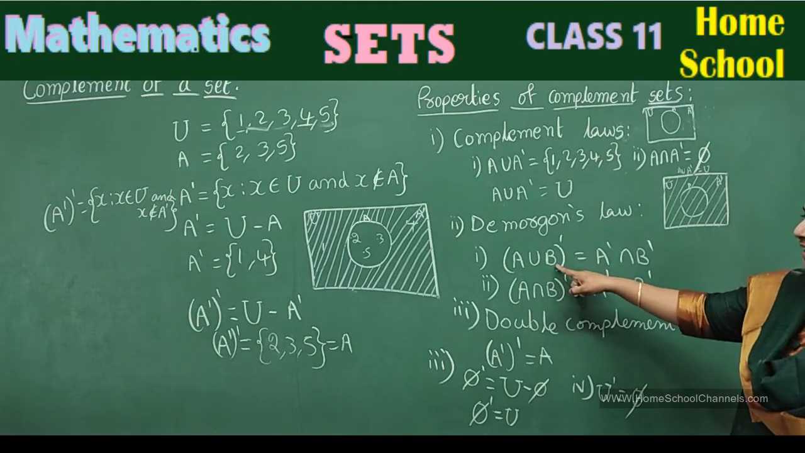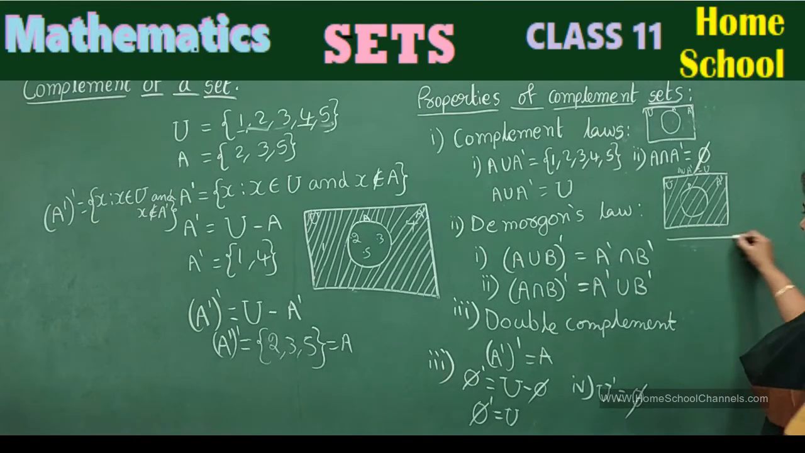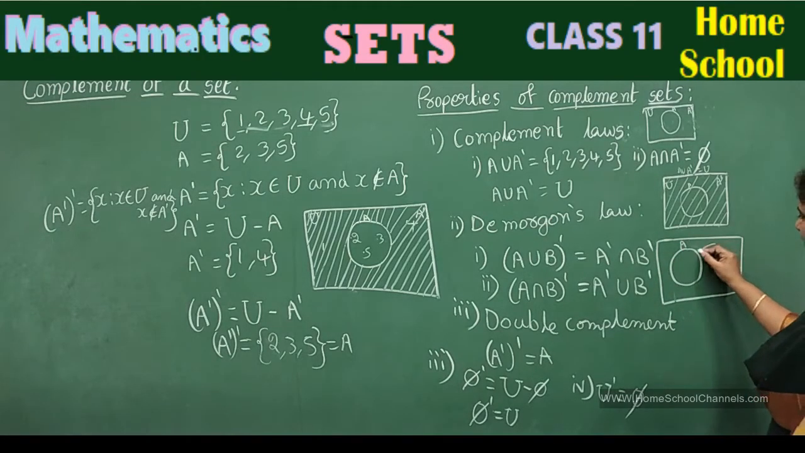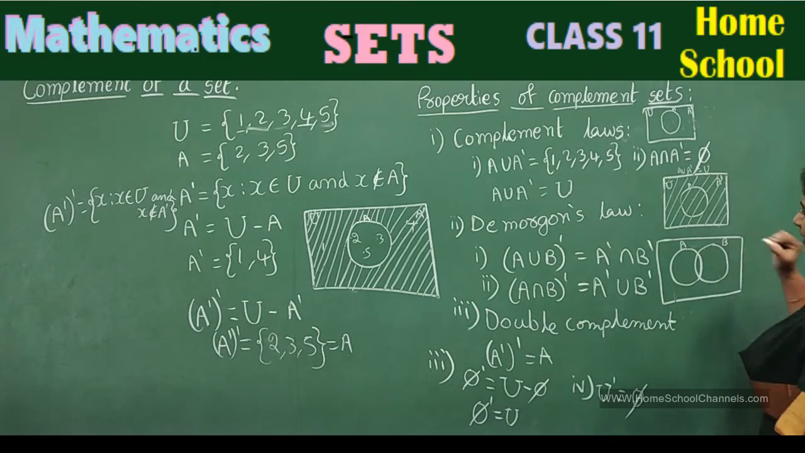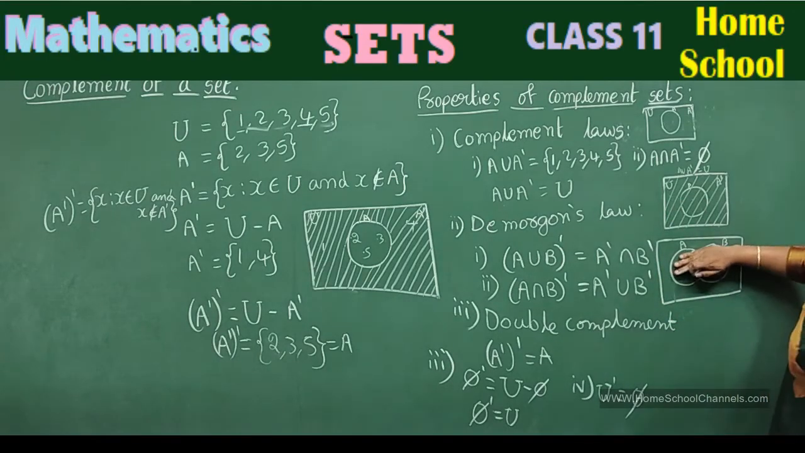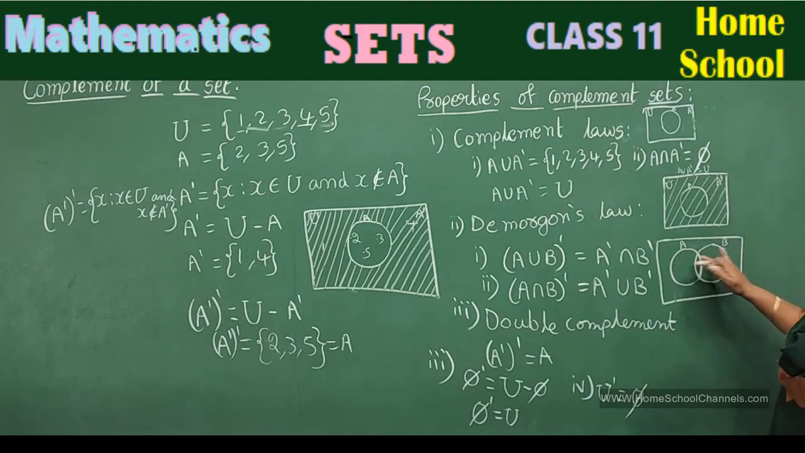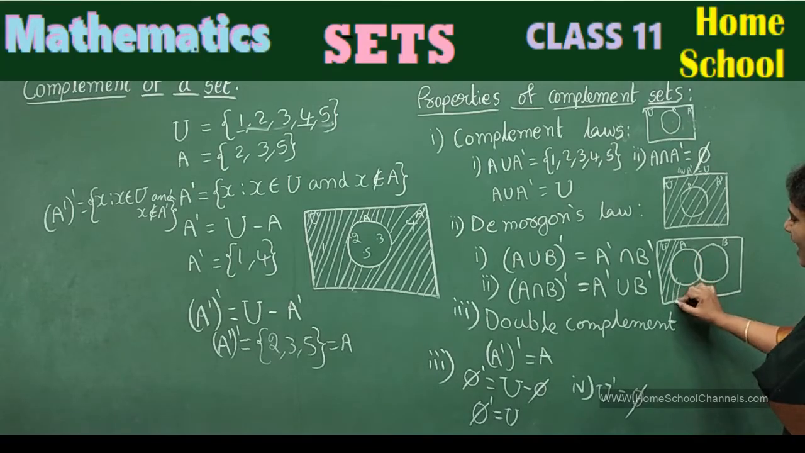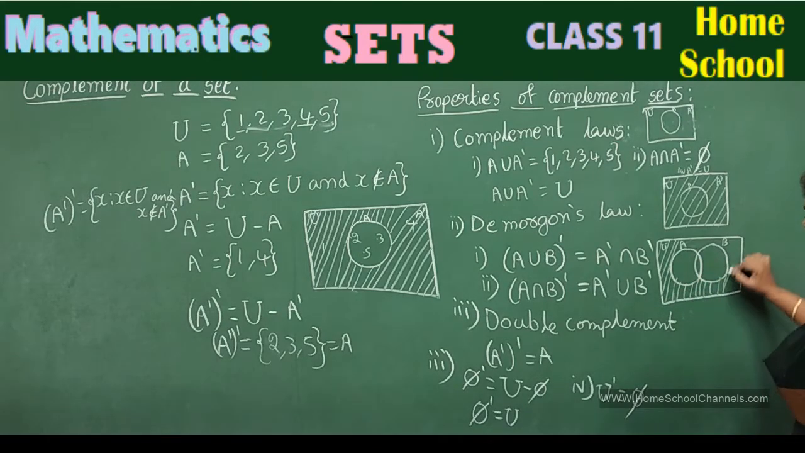Next, A union B whole complement. Take a rectangle, A set, B set. A union B whole complement. A union B means the complete A and B circles. Complement of these means, see here, the outside region. Other than A union B, we need to shade. This Venn diagram represents A union B whole complement is equal to A complement intersection B complement.